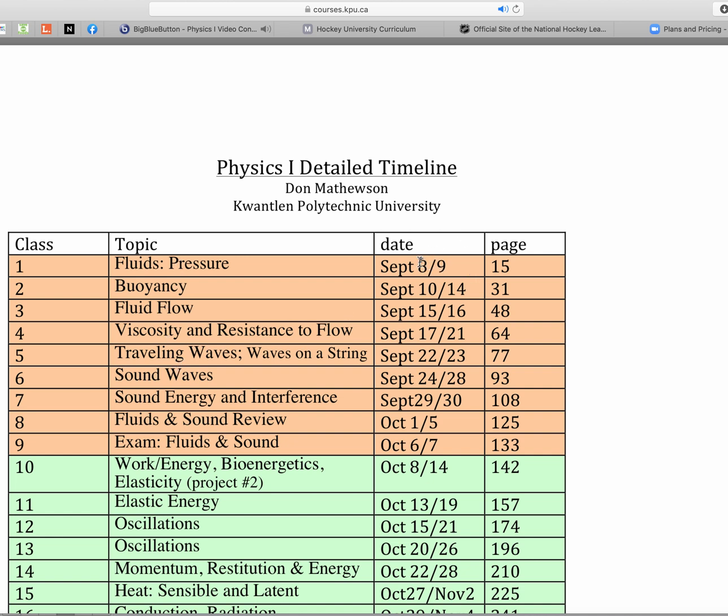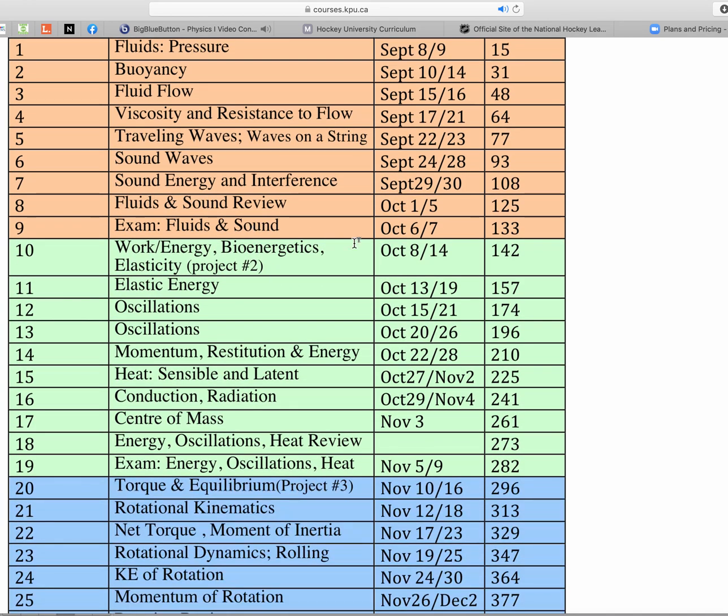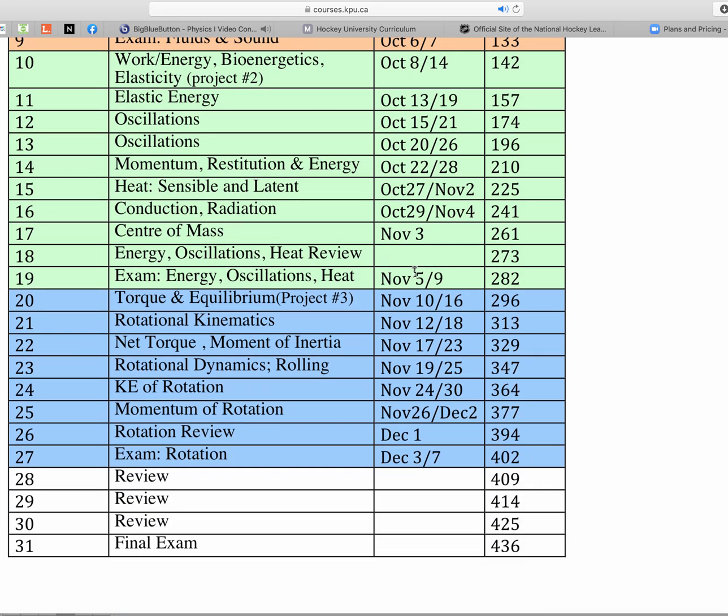For our section, it'll be the first number that you're interested in. I'm teaching more than one section of this course. So September 8th today is pressure, and then next class, September 10th, will be buoyancy, and so on and so on. Notice that the exams are already scheduled, so we've got our first exam, our first class test, on October the 6th, and then our next one is on November 5th.